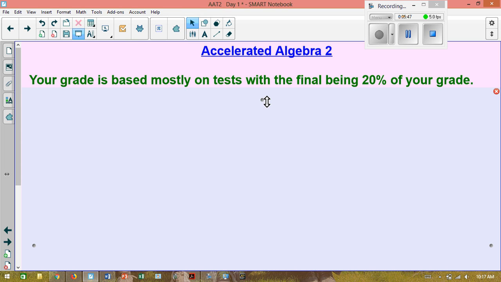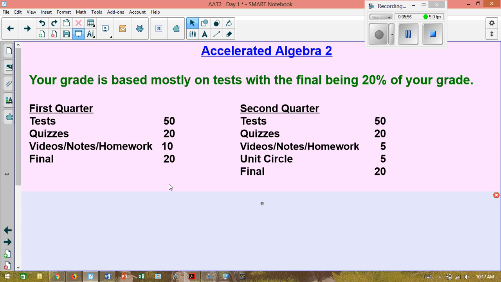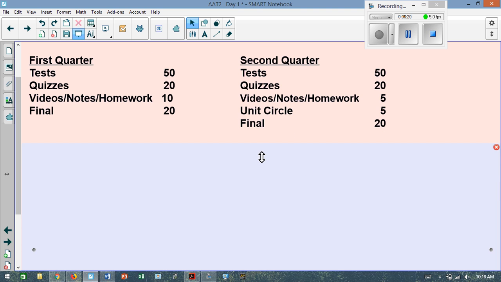A couple of things. Your grade in here will be mainly based on tests, but 20% of it will be based on your final. Now, the grading's a little bit different between the first half and the second half. 50% for your tests and quizzes are both the same. Videos, notes, and homework are 10% of your grade in the first half. Finals 20%. In the second half, videos, notes, and homework goes down to 5, and homework, unit circle stuff comes into play in the second half. So just be aware of that.